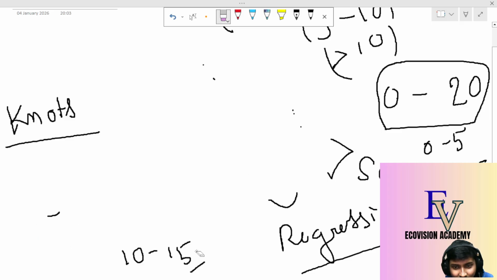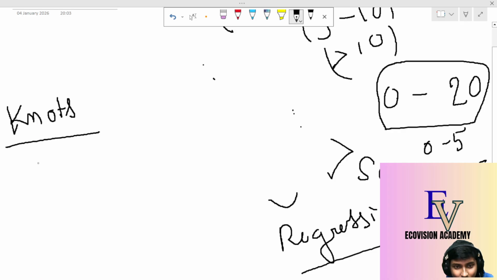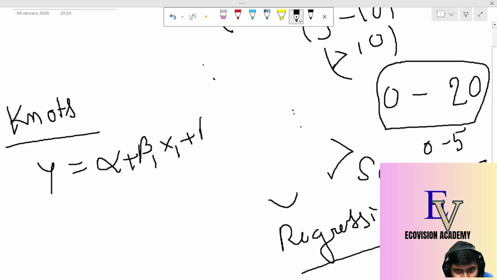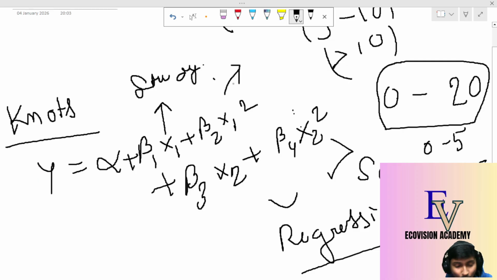What will be my equation? My equation is parabola type: y equals alpha plus beta 1 x1 plus beta 2 x1 square plus beta 3 x2 plus beta 4 x2 square. What is x1? x1 is study hours. x1 square means more study hours.